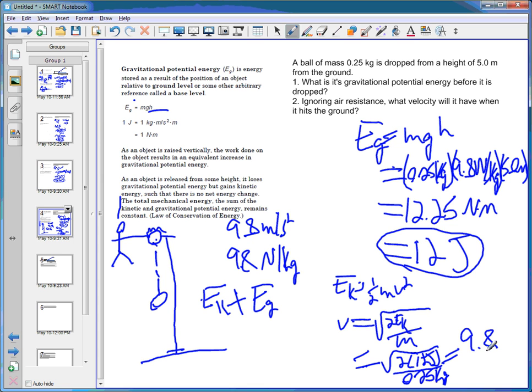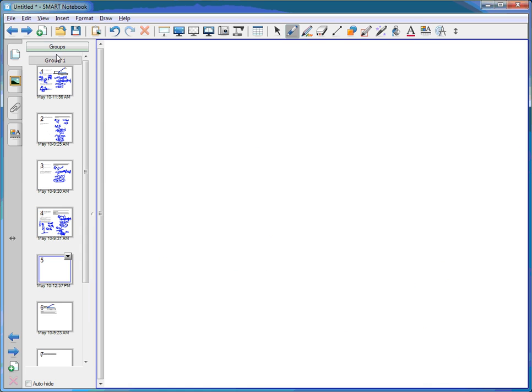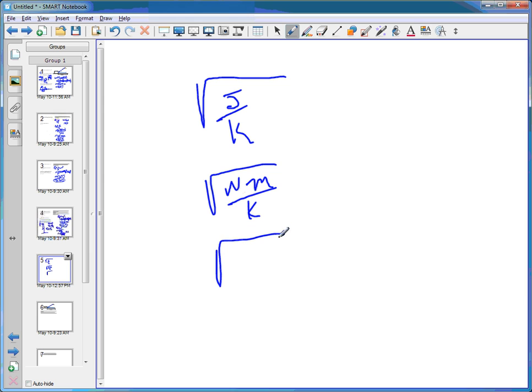Our answer is the square root of joules per kilogram. Square root of Newton meter per kilogram. A Newton is a kilogram meter per second squared times meter divided by kilogram. The kilograms cancel. This becomes square root of meters times meters, so meter squared per second squared, which leaves us with meters per second when we take it out of the square root.